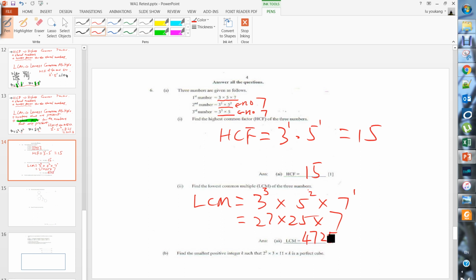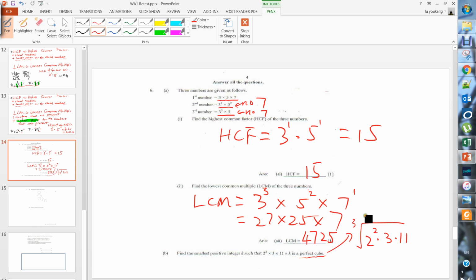Pretty simple. Now, find the smallest positive integer k such that this is a perfect cube. By the way, this is a very typical question. You know that you have 2 to the power of 2, then 3, and then 11, and you want it to be a perfect cube. To be a perfect cube means you can cube root it.